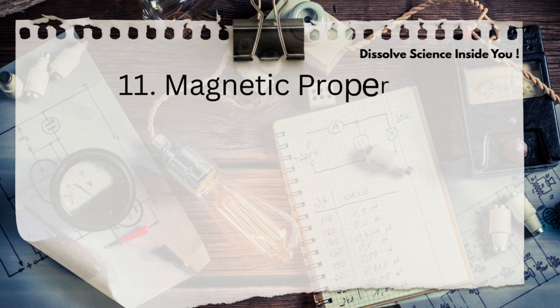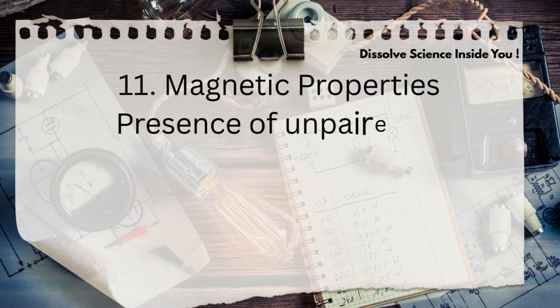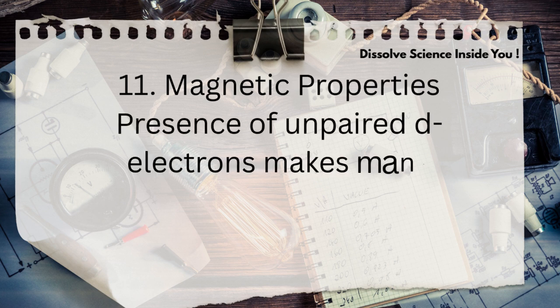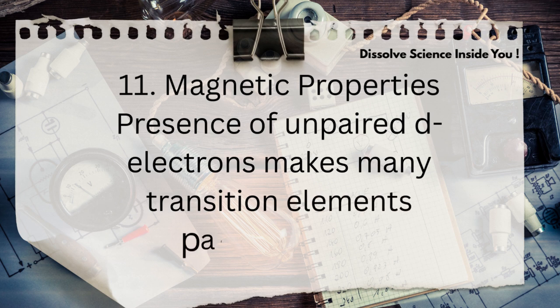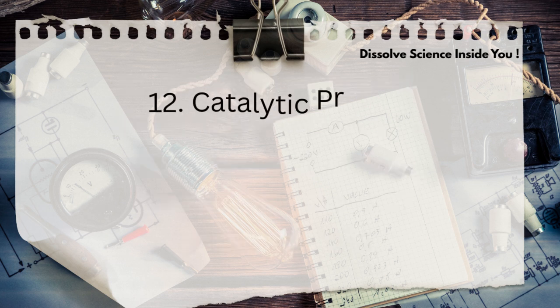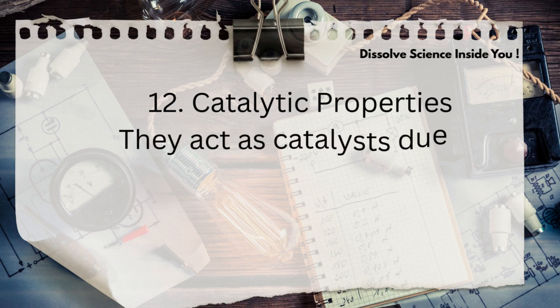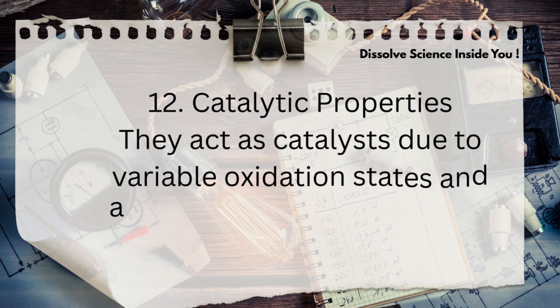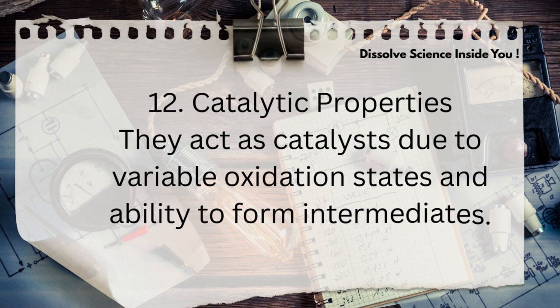Catalytic properties. Many transition metals act as excellent catalysts. Why? Variable oxidation states, ability to form intermediate complexes, and large surface area in finely divided form. That's why iron, nickel, platinum, and vanadium are widely used as catalysts. Complex formation. Transition metals readily form coordination compounds because of small size, high charge density, and availability of vacant d orbitals. This property is extremely important in biological systems and industrial chemistry.